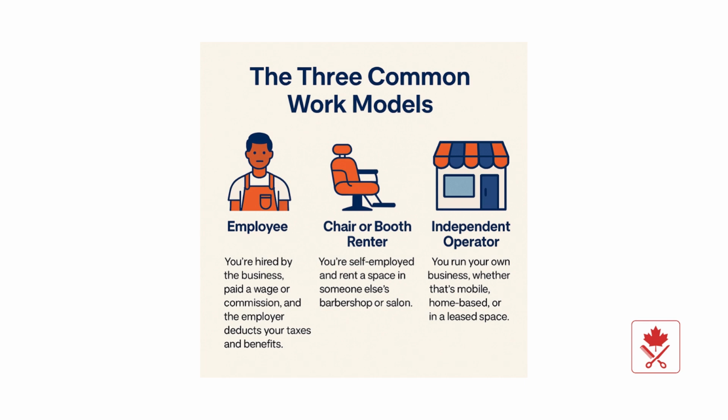The 3 common work models. Let's start with the basics. In Canada, barbers and hairstylists typically operate under one of 3 models. 1. Employee. You're hired by the business, paid a wage or commission, and the employer deducts your taxes and benefits. 2. Chair or booth renter. You're self-employed and rent a space in someone else's barbershop or salon. 3. Independent operator. You run your own business, whether that's mobile, home-based, or in a leased space. Each has different responsibilities, benefits, and legal considerations.